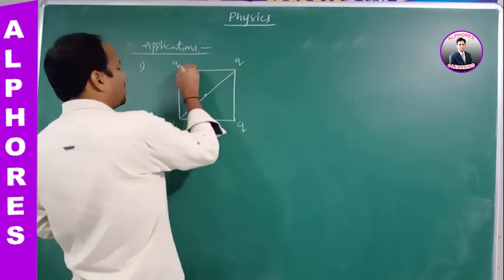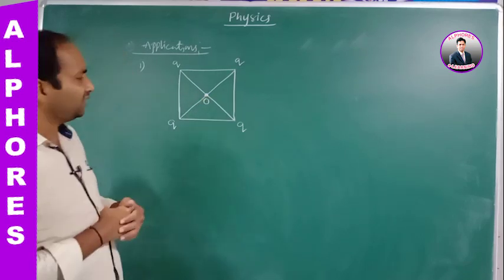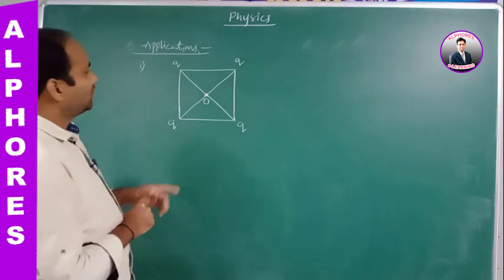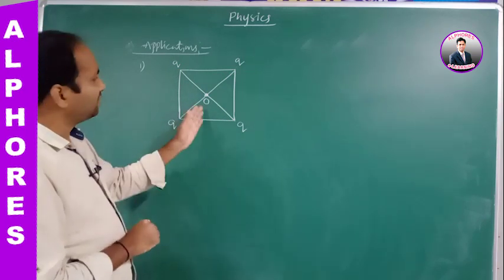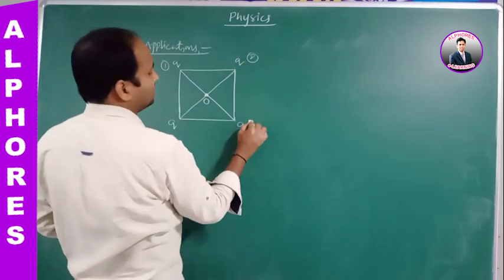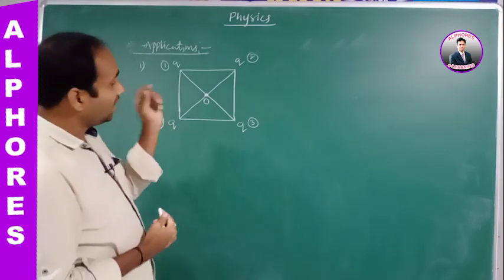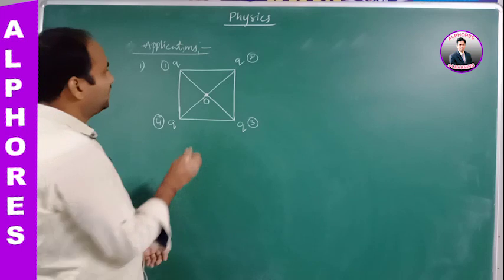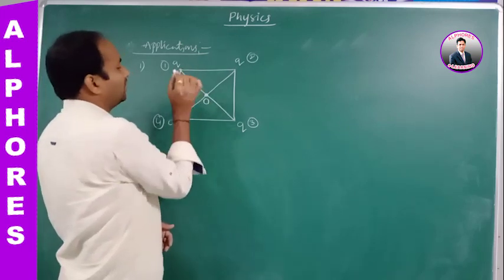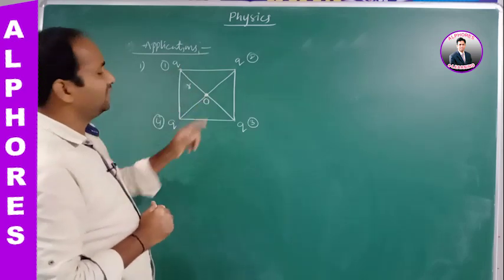Now the four corners are equidistant from the center of the square. Let O be the center of the square. Four identical charges are kept at the four corners of the square. Then what is the resultant intensity of electric field at the center? So let us take, this is the first charge, this is the second charge, this is the third one, and four. All are identical and all are equidistant from the center. Let r be the distance of the charges from the center.